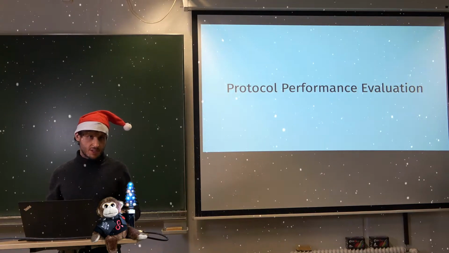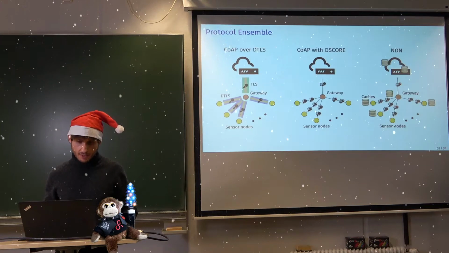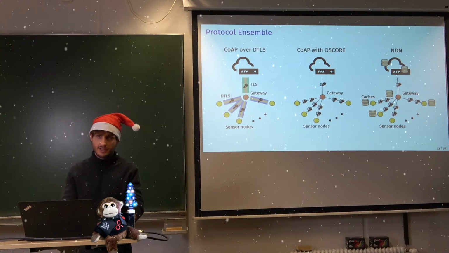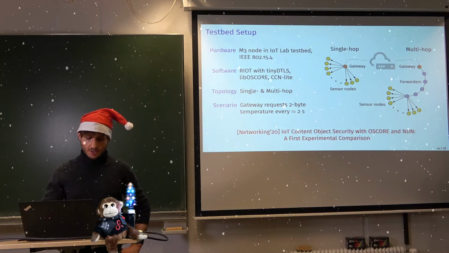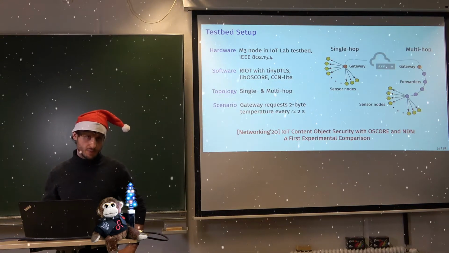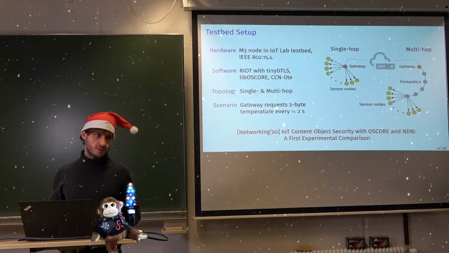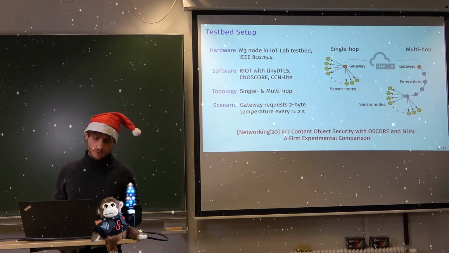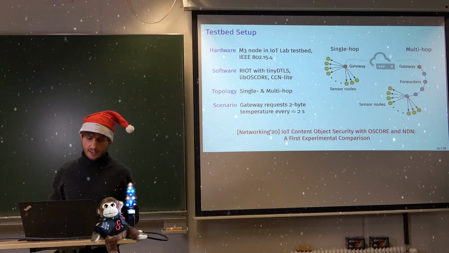So let's look at some numbers that we collected during our last papers. We look at this protocol ensemble. We have CoAP over DTLS, we have CoAP with OSCORE, and we have NDN. The testbed setup, at least for this paper that you can see down here, Networking 20, we used the IoT-Lab testbed, which has IoT hardware and an IEEE 802.15.4 radio frequency standard. So we have used the software platform RIOT with TinyDTLS for the DTLS part, libOSCORE for the OSCORE part, and CCN-Lite for the NDN part.